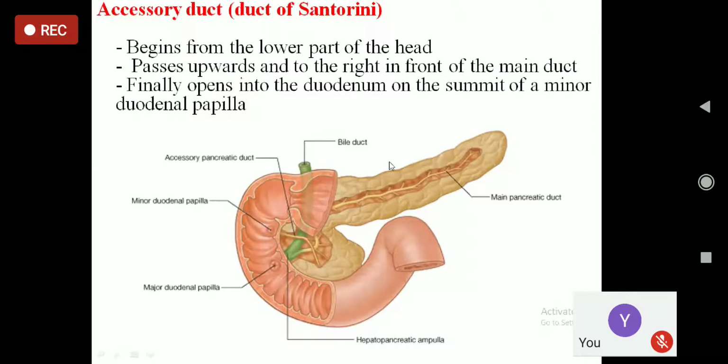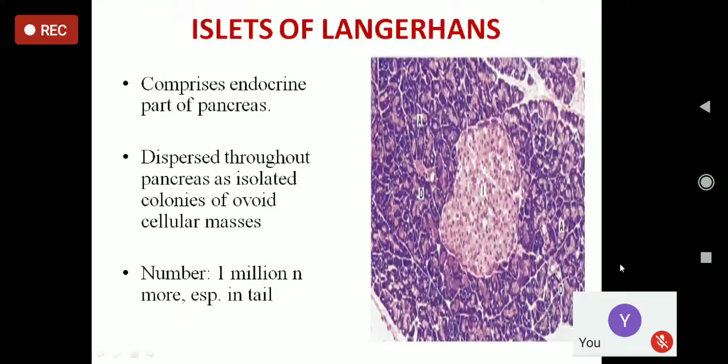So the majority of the secretion of the pancreas, the pancreatic enzymes, pour via the major pancreatic duct into the major duodenal papilla, and the minority from the head side drains into the minor duodenal papilla. So these are very important features in the second part of the duodenum we discussed before. So that is all about the exocrine part of the pancreas.